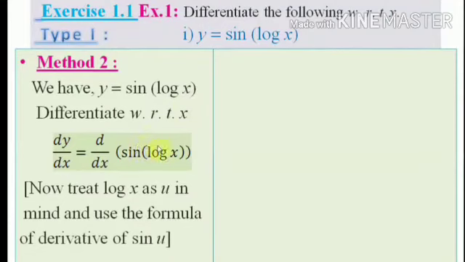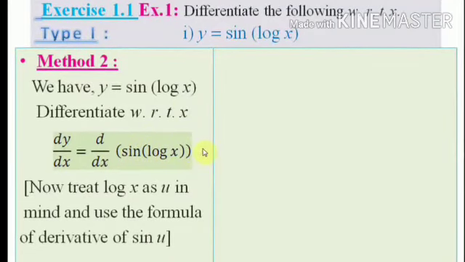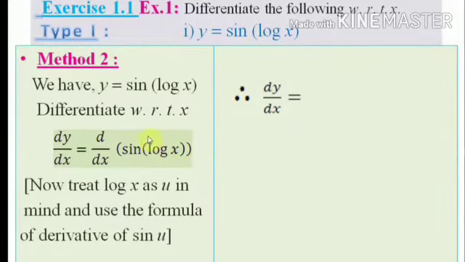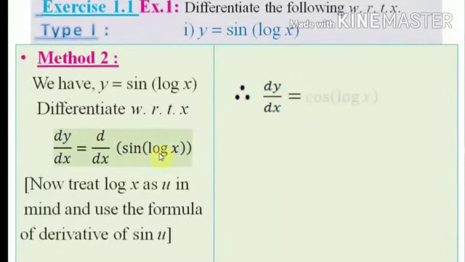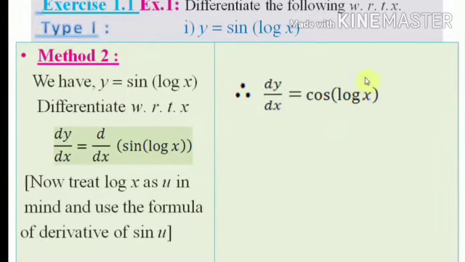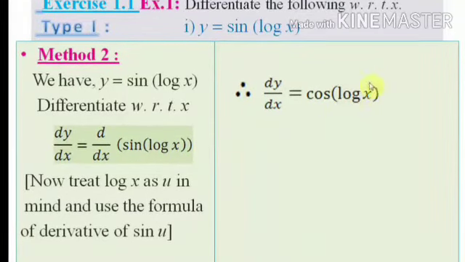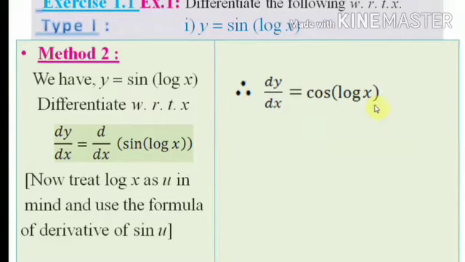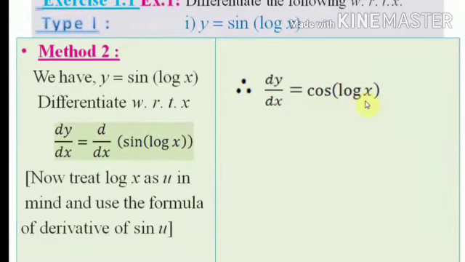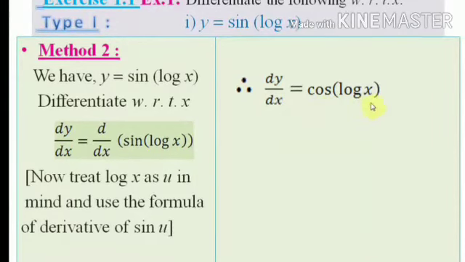Then the derivative becomes, that is dy by dx equal to the derivative of sine of u, which we have already known, that is cos of u. And therefore dy by dx equal to cos of, instead of u we are putting log of x. Therefore dy by dx equal to cos of log of x.